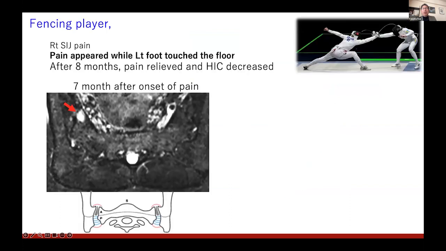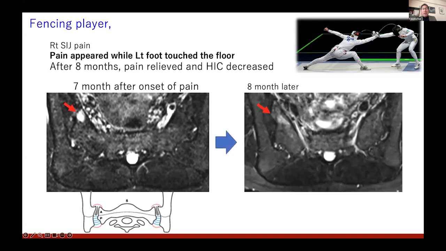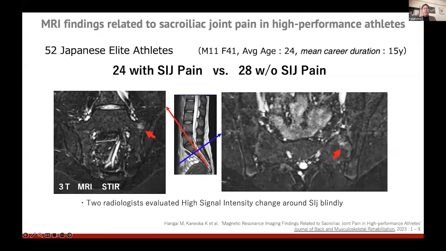Here is a case study of a fencing athlete. She presented with SIJP since 7 months ago and felt pain during footing motion with her left leg. On MRI STIR image at the time of the first examination, high signal changes were observed within the sacrum anterior to the SIJ. And 8 months later, the pain had decreased and the high signal changes had disappeared, as shown in the right image.